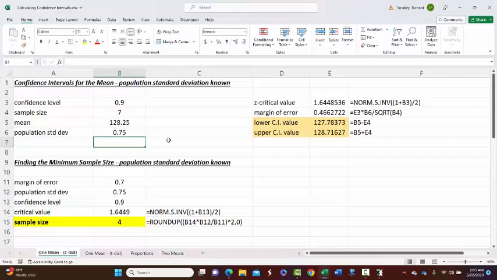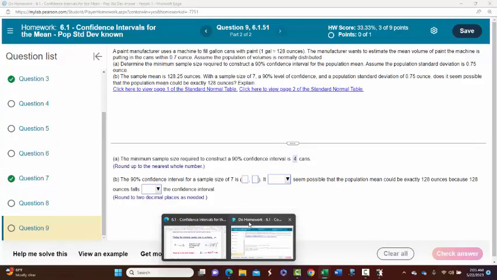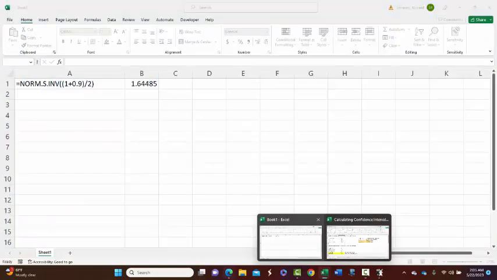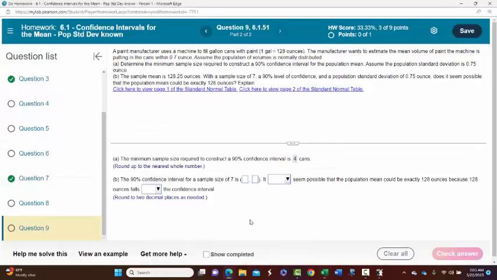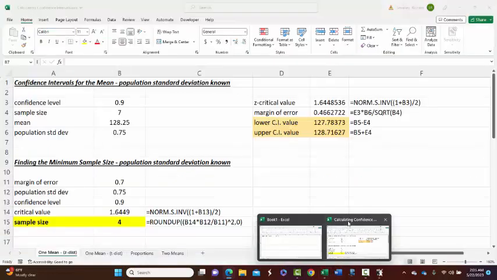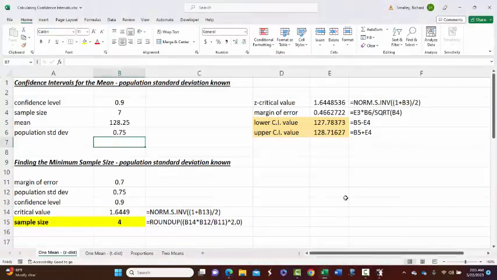So it should be asking the interval. What's it going to be? Two decimal places. So 127.78. That doesn't feel right what I'm typing here, but I'll double check it. There we go. And then 128.72.